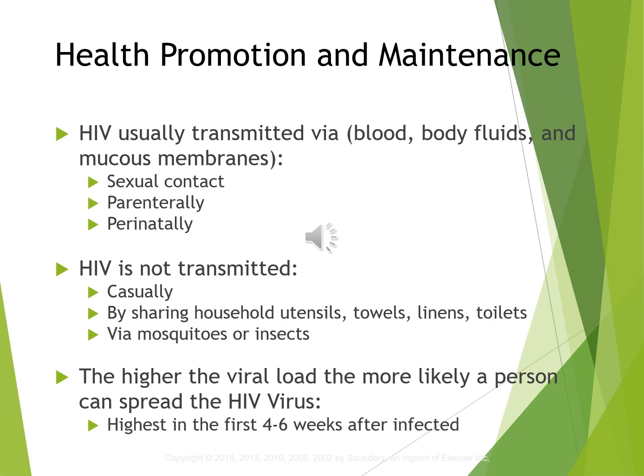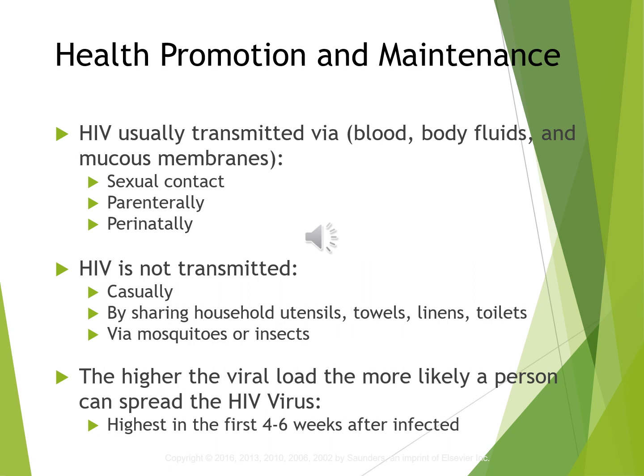So some other important things to know health promotion and maintenance wise: HIV is usually transmitted via these routes. It's through blood, body fluids, and mucous membranes. So how that happens is through sexual contact, which most people are probably familiar with, parenterally, so this is like through contaminated needles, and also perinatally, so this can be passed from mother to baby. HIV is not transmitted through casual contact.